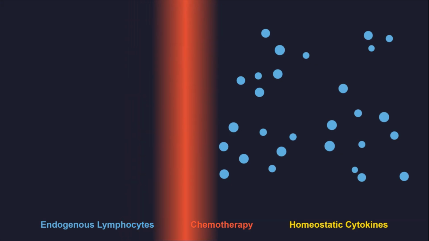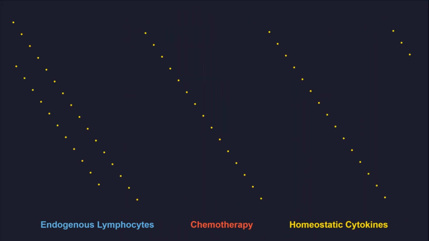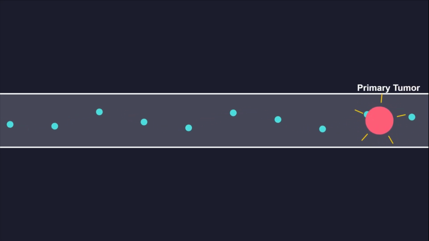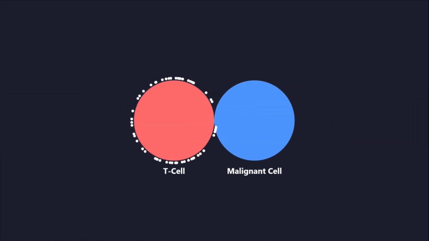Before infusion, the patient undergoes lymphodepleting chemotherapy to reduce the number of endogenous lymphocytes and increase the availability of homeostatic cytokines like interleukin-7 and 15. Once infused, the chimeric antigen receptor T cells migrate through the circulatory system to reach primary tumors and metastatic sites, following chemokine gradients to localize at the cancer cells.